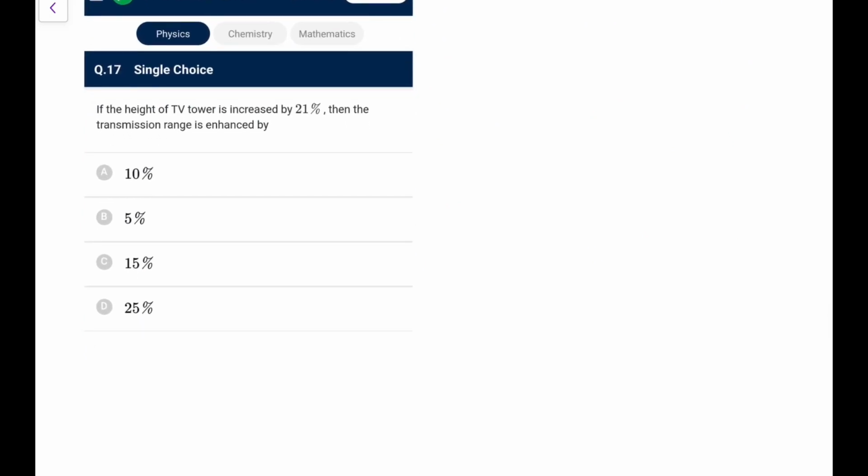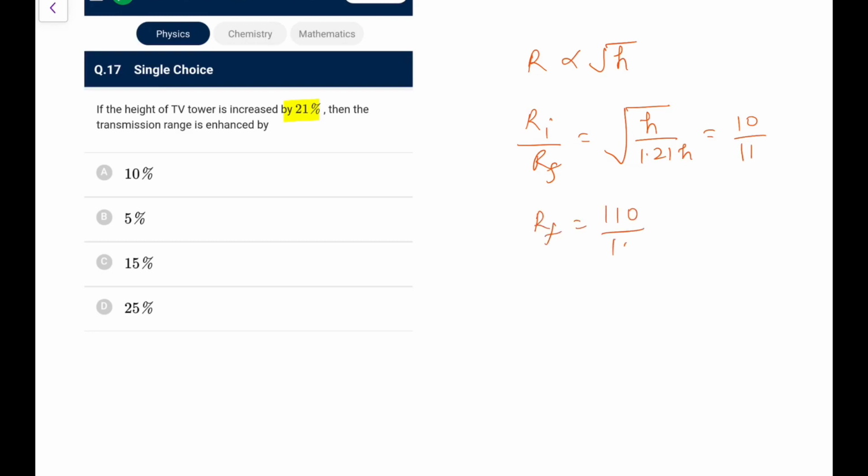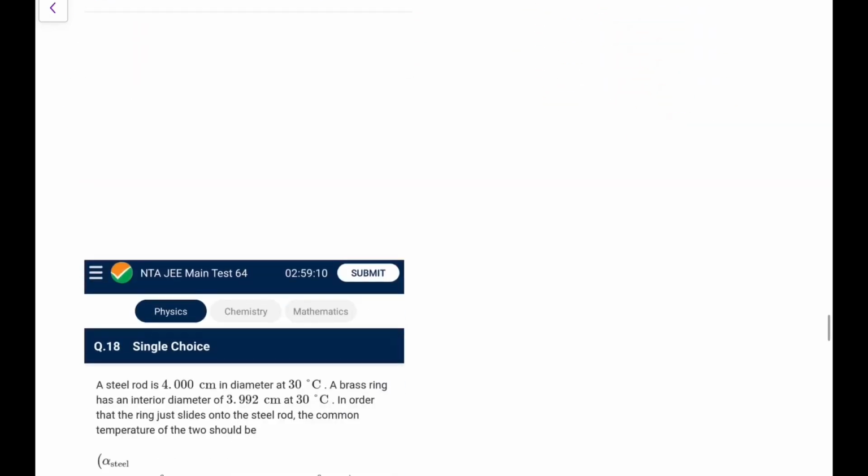If the height of the TV tower is increased by 21%, then the transmission range is, what we have, that range is basically root 2 RH, so that is proportional to root of height. So R initial upon R final would be H initial was H, final would be 1.21 H. So it is 100 by 121, that is 10 by 11 you can write. So final R is 11 by 10, or 110 by 100 times initial range. So it increases by 10%. So by increasing height 21%, the range is increased by 10%.